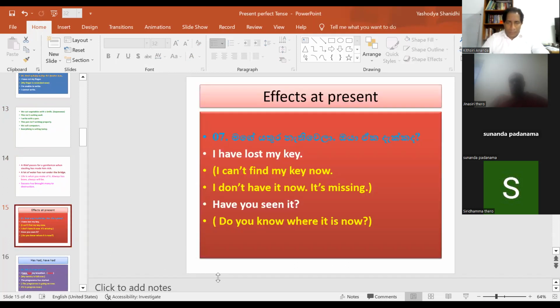I have lost my key. Have you seen it? By using present perfect, when you say that I have lost my key, the idea you can have out of that is, I can't find my key right now. I don't have it with me right now. It is missing at the moment. Have you seen it? Do you know where it is?